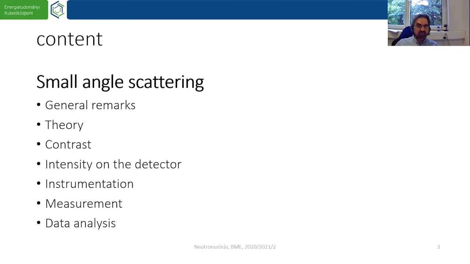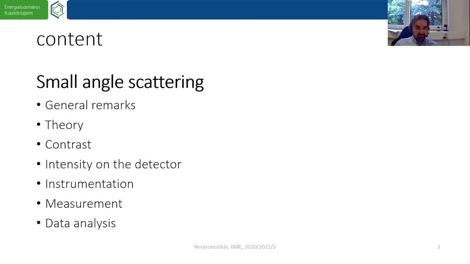So let's see what we will be talking about. First, a few remarks. Then only a little bit of theory, which includes the most important thing needed for small angle scattering, and this is the notion of the contrast between the different components of the sample.